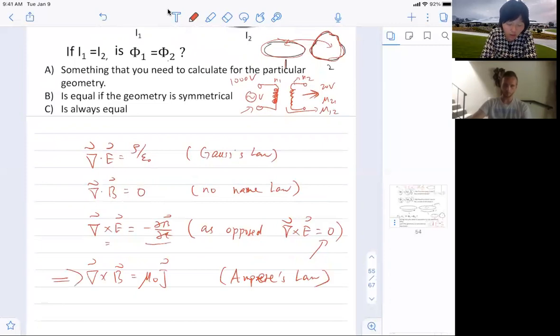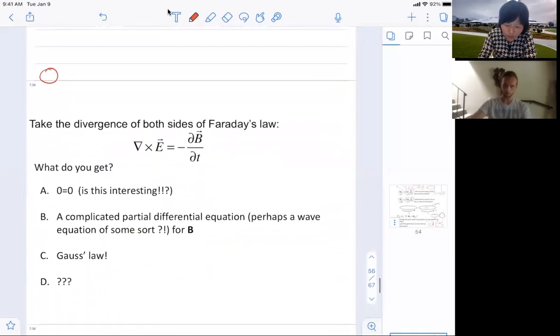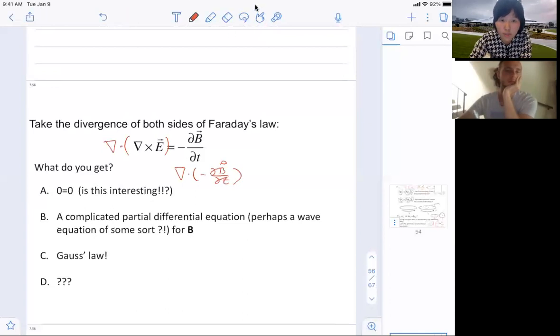So let's zoom in on looking at this step. Before we look at Ampere's law, let's do a little bit of practice on what happens if you take the divergence of both sides of Faraday's law. So if you take the divergence on both sides, what do you get? Okay, I'll let you guys vote. I think this should be okay if we can just vote here without the discussion.